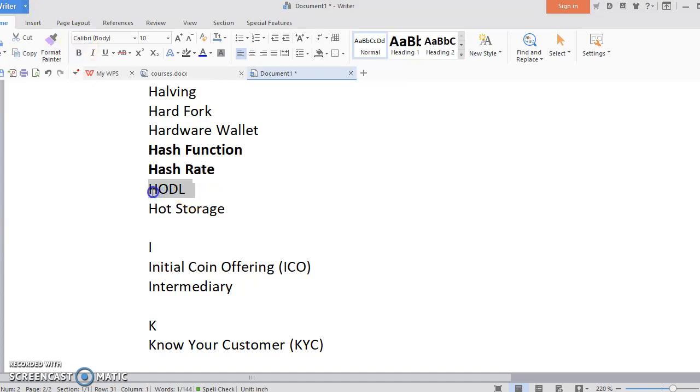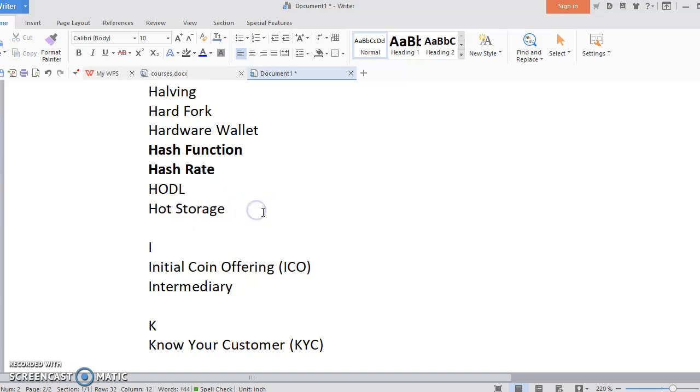Now hold has to do with when you are holding a certain type of cryptocurrency, and maybe you are expecting that in a certain period of time, the asset or cryptocurrency is going to explode in price. So some people call this hold for dear life. Then you talk about hot storage.